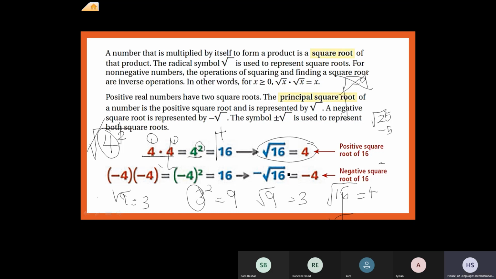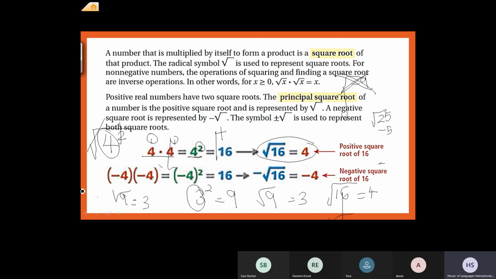Don't say it's negative 3. This is not a real number. It's an imaginary number. We talk in grade 7 about real numbers. This is an imaginary number. So I want you to know that the square root is only for positive numbers.